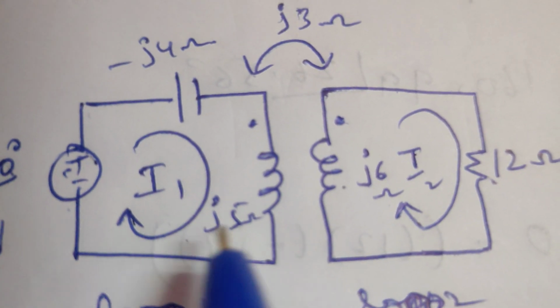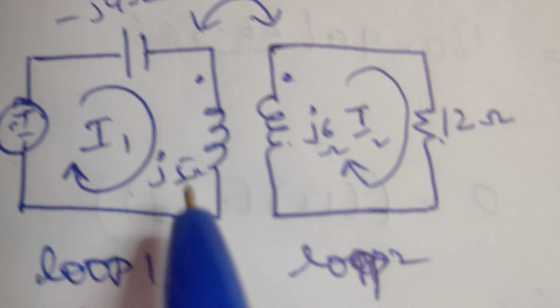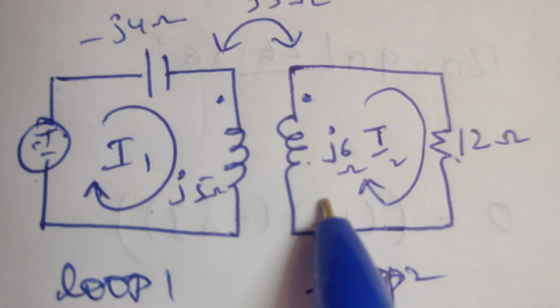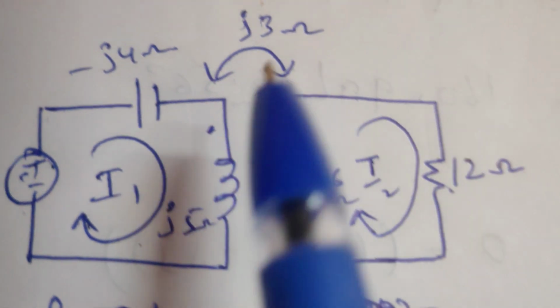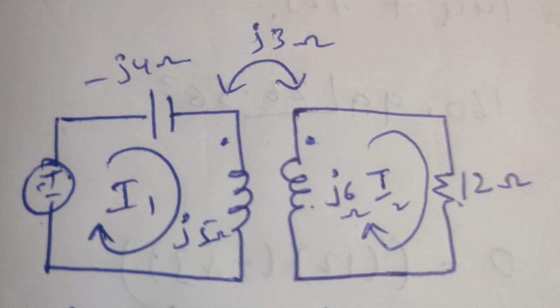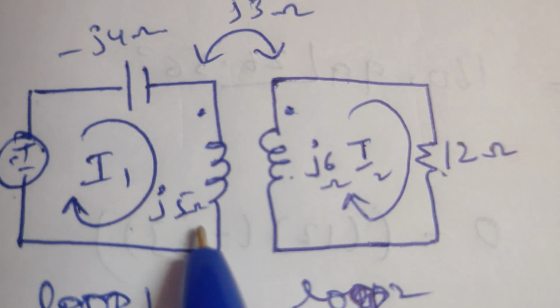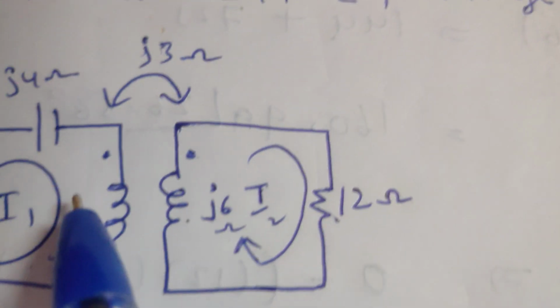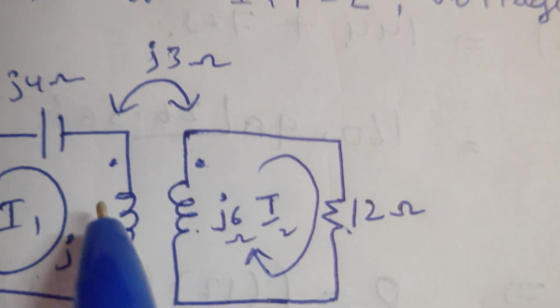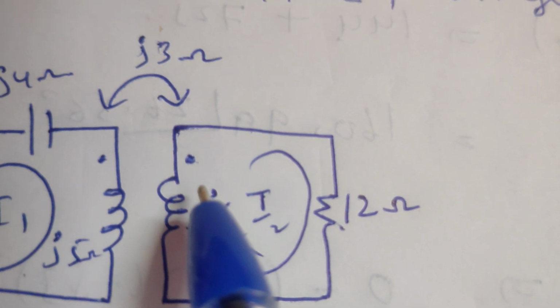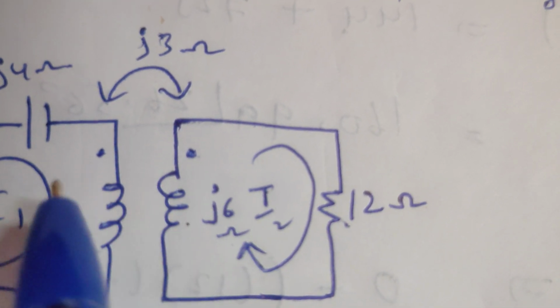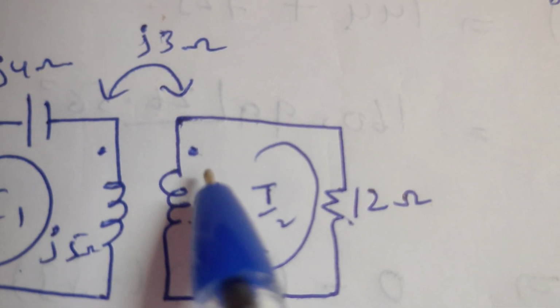Before finding I1 and I2, I want to tell one important point. Whenever two coils are there, there will be a mutually induced voltage. So whenever you consider the voltage drops of this coil, you have to consider the self voltage as well as the mutual voltage. Similarly, we have to consider the sign of the mutual value, either positive or negative, depending upon the currents entering the dot.